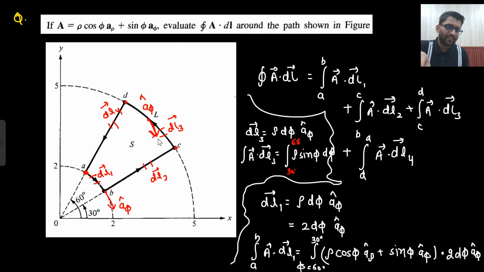Let's just say this is a phi, and I am working in a phi only. So I write rho d phi a phi. Then I put the limit. But which limit will I put? If I am working in a phi, that means I will put 60 to 30 degrees. But if I put the 60 to 30 degree limit, you are working in a phi, whereas you are supposed to work in the opposite direction. So now I will have to put a minus sign as well. And then the minus sign will compensate, and it will make it from 30 to 60 degrees.